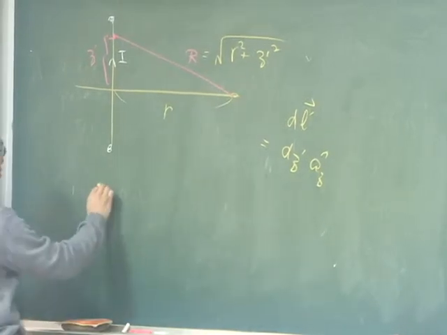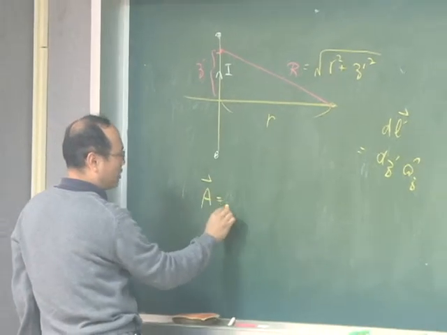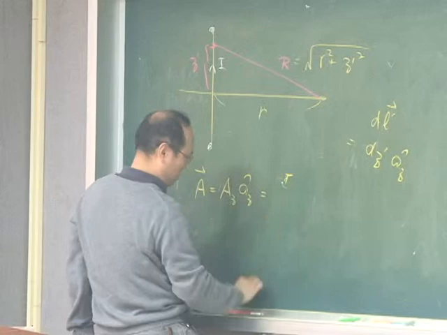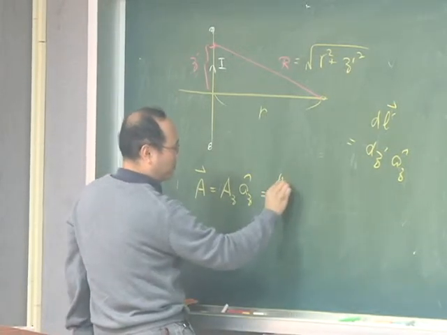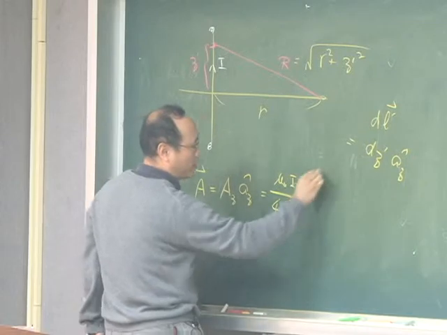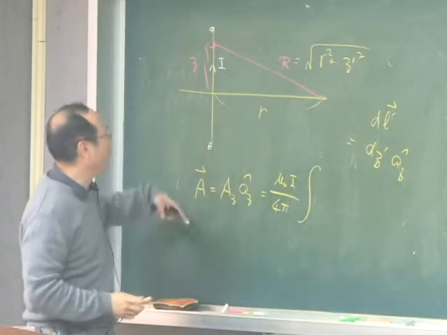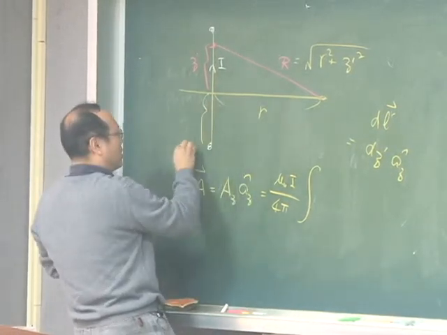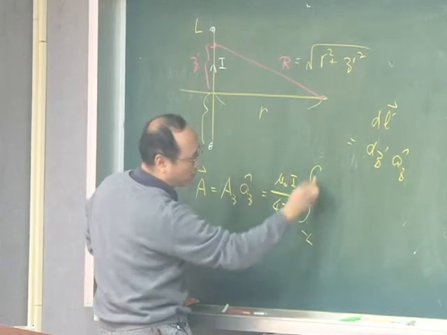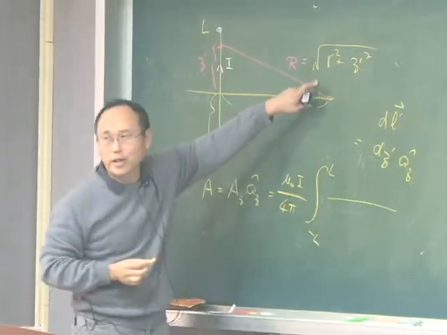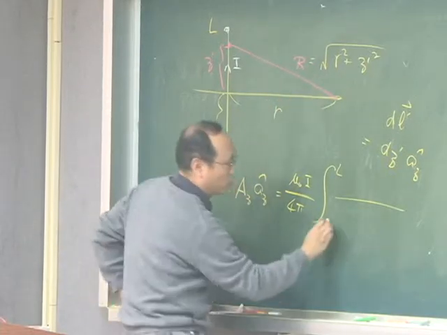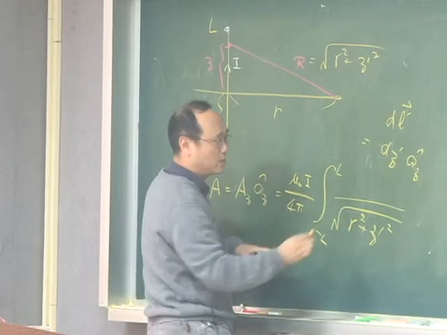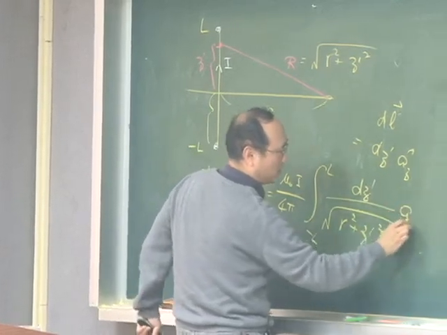Okay, now you are ready to calculate A. This A is going to be along z direction. That is equal to mu naught I divided by 4 pi, and then the integration means that you have to integrate z prime from, say, minus L to L. And then your R, you already have the expression for it, so you put it downstairs. That is square root of r squared plus z prime squared, and upstairs you have a dz prime, a z.